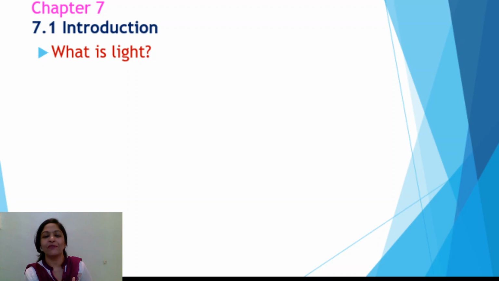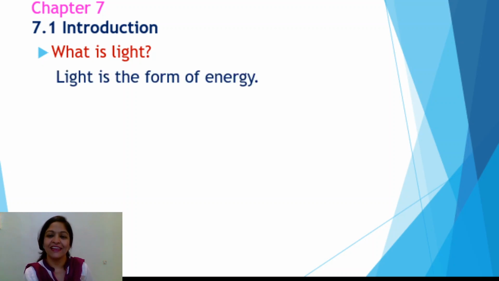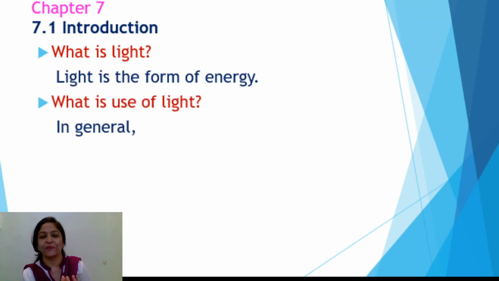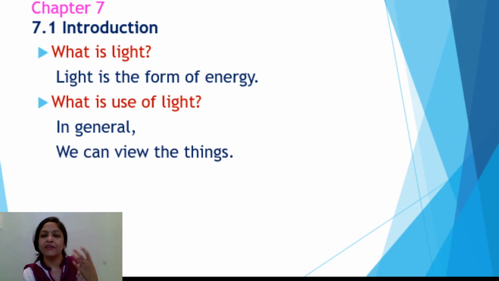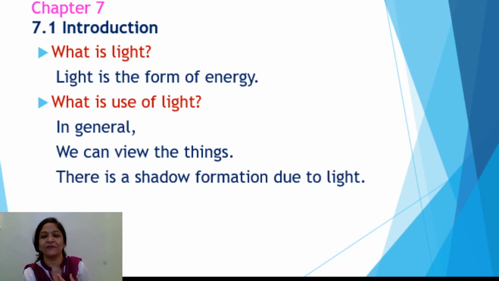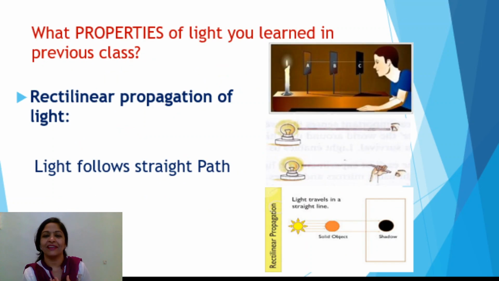So first of all we will see what is light. Light is a form of energy, with the help of which we can view things. Different phenomena in nature are due to the different properties of light. So which are these properties of light, that we will see one by one in the next slide. So this is the slide where we are discussing the different properties of light.